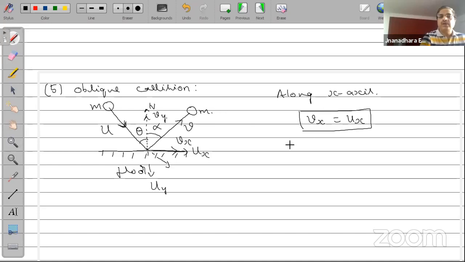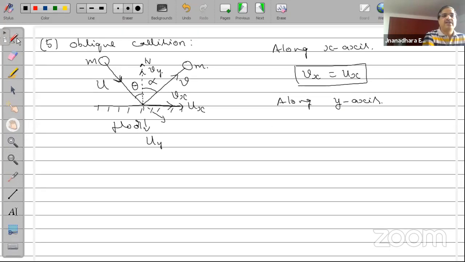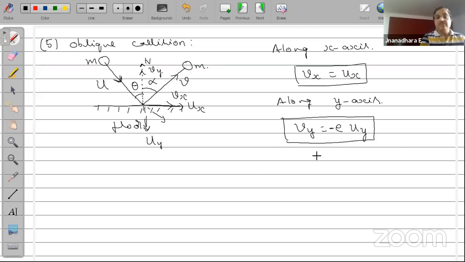Now along the y direction is something important to note. Along the y-axis, you will find that Vy will be equal to E times Uy. What is this E? E is the coefficient of restitution. You will also have a minus sign here, because if Uy is like this, Vy is opposite, and you get Vy is equal to minus E times Uy. This is a result, please note it down. This comes because of Newton's law of collision.